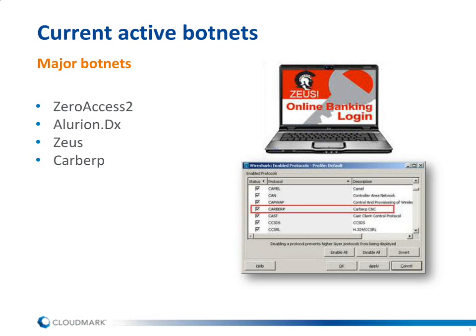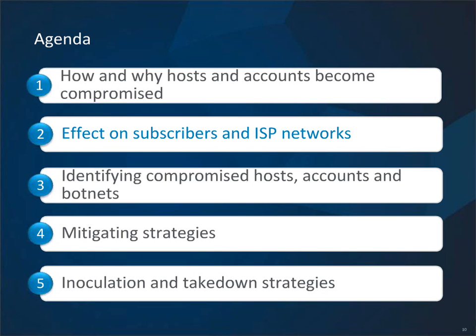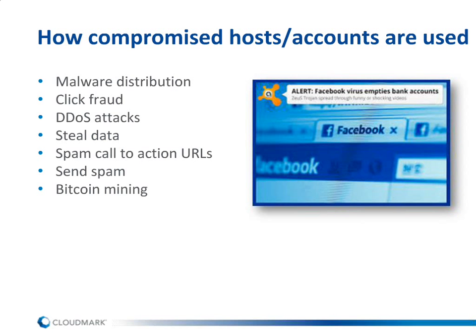Now that we know how and why hosts and accounts are compromised, let's talk about their effects. So what do cybercriminals use these compromised accounts, hosts, and botnets for? Enlarging these nefarious networks is usually their first feature. The main vector they use for propagation is email. We'll come back to this later in the presentation, to see if this can help us detect them.